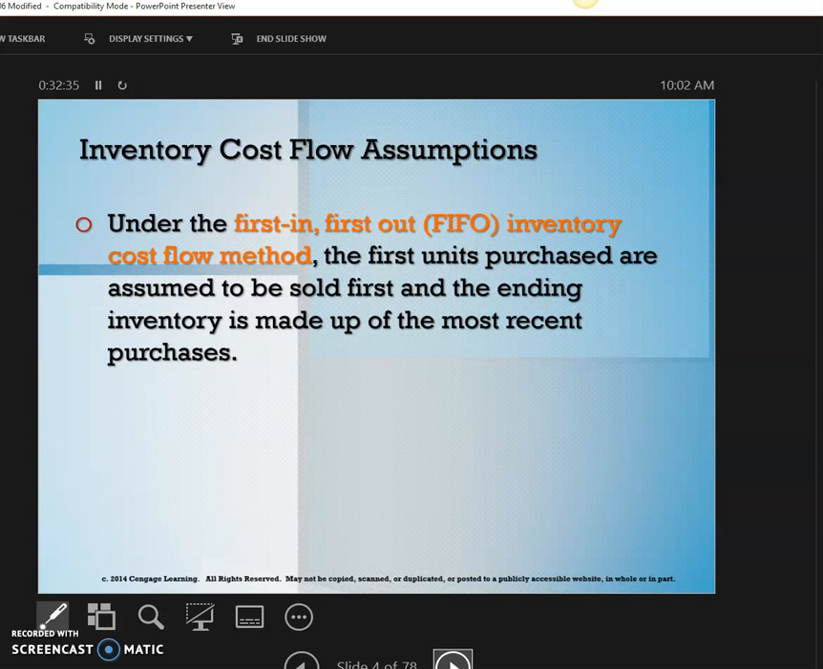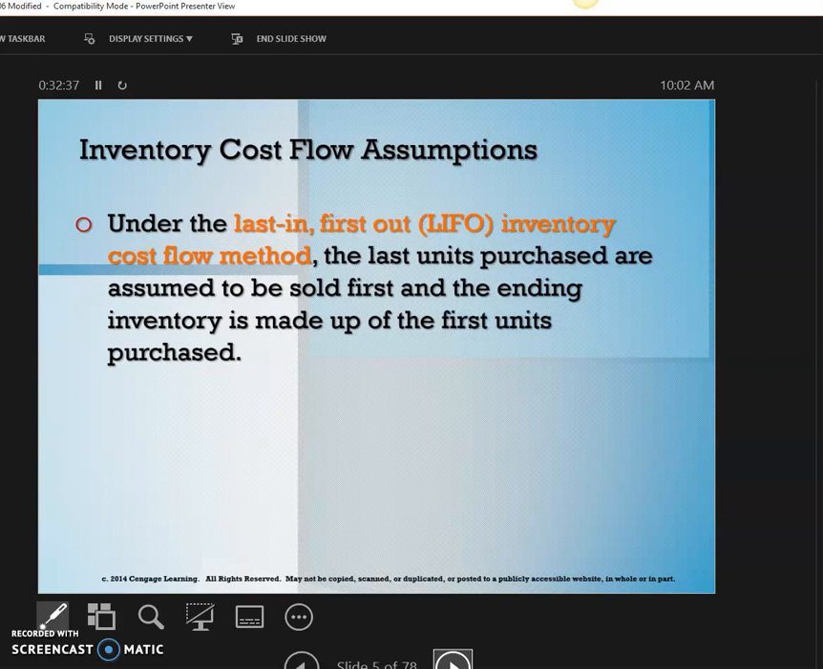The second one we're going to look at is LIFO. It's the opposite. It's called last in, first out. So in that same scenario I just gave you, where I bought 10 pieces on Sunday, Monday, and Tuesday, all at a higher cost, when I sell my 10 pieces on Wednesday, they're going to be $12 each. So they'll be the cost of the inventory that I brought in last.